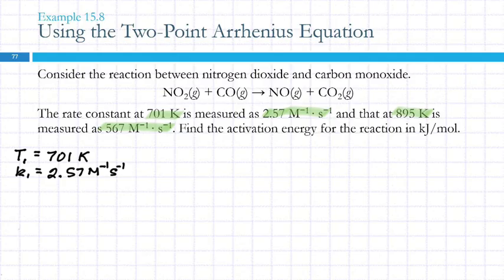So then we come to another temperature, 895 Kelvin. So that's a temperature, that's the second temperature. And we get another rate constant, 567, and that's K2. If you called both of these 2 and both of these 1, you're going to get the same answer. But if you mess up the partners, it's not going to work. They're in pairs. So we're going to plug this into the 2-point form of the Arrhenius equation.